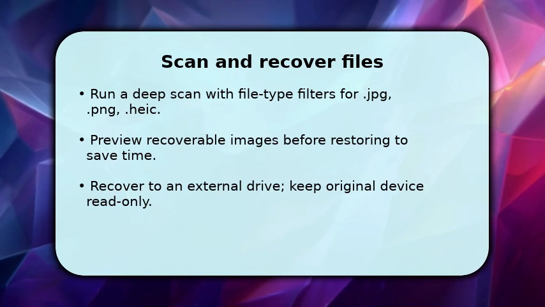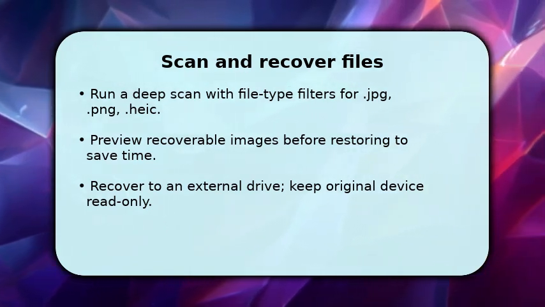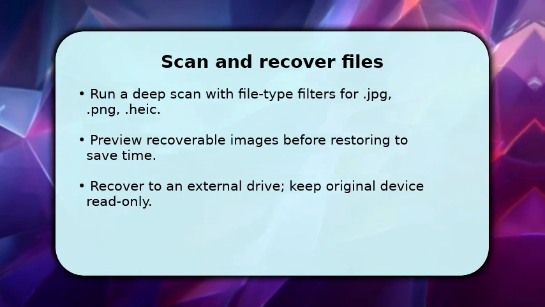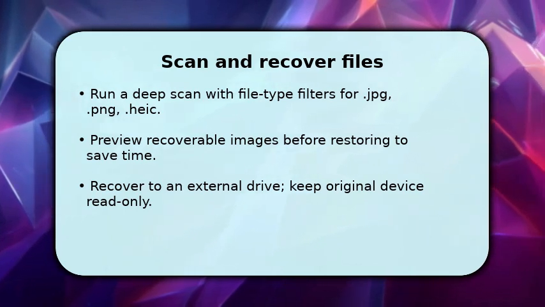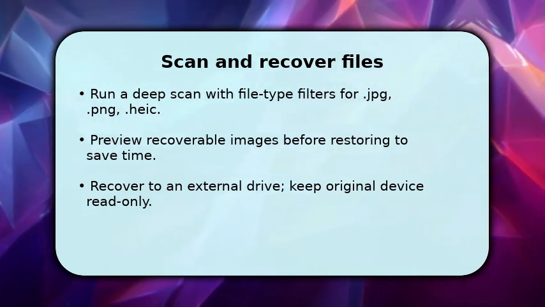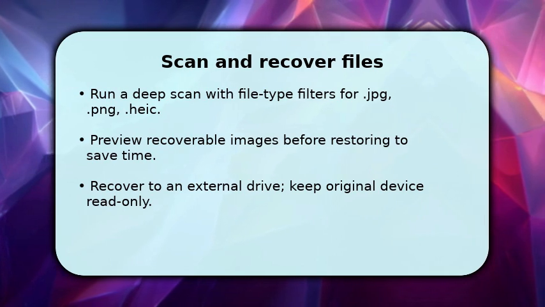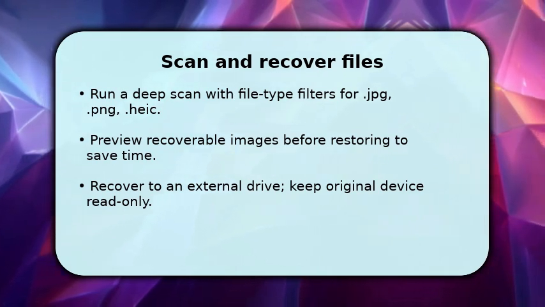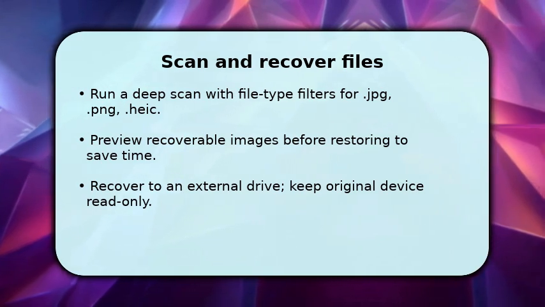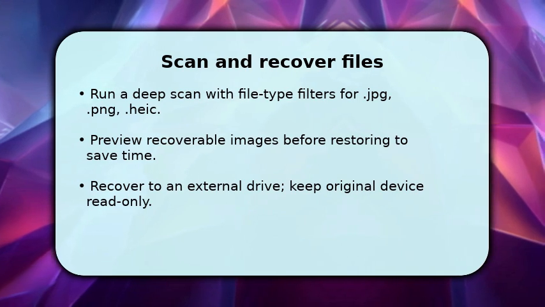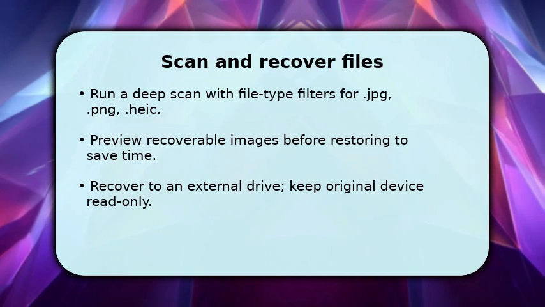Launch a deep sector scan and select image file types such as JPG, PNG, HEIC to narrow results. That reduces noise and focuses the tool. Review previews to identify intact photos and mark the best ones for recovery. Recover to an external drive or computer folder, never back to the device that lost data, because writing can overwrite remaining fragments. If scanning runs long, pause between passes and compare results to avoid duplicate restores and wasted storage.